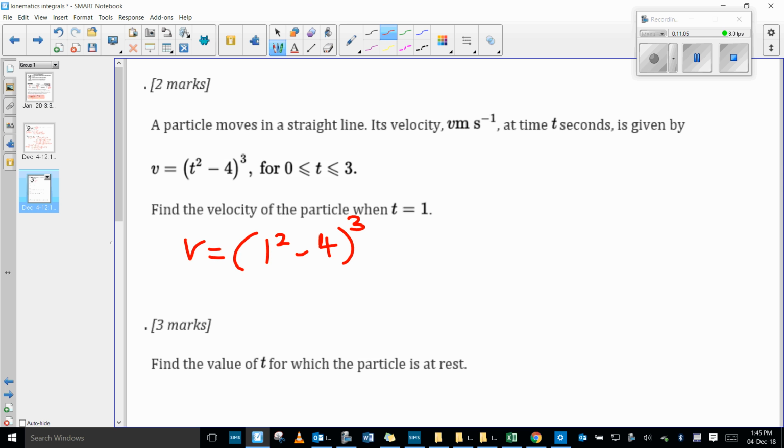Look at the question. Alright, so again, it's on the calculator paper, so you don't have to stress too much about your mental math, but what's our answer? And we would need to make sure we've got units, so meters per second, ms minus 1.